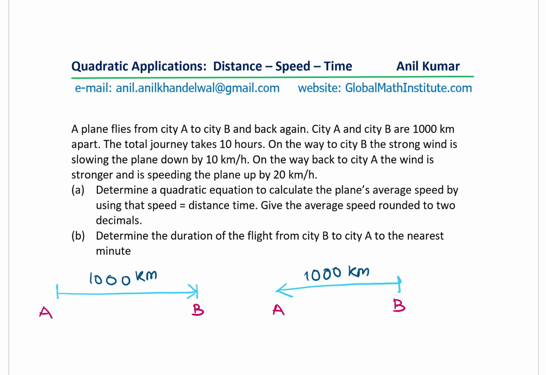Then, while going from city A to B, there is a strong wind against it, decreasing the speed by 10 kilometers per hour. That means the speed, let me write speed with S, will become, if I take plane speed as p, p minus 10, right? On the other hand, we have the wind, which is helping the plane move faster. So the speed in the second case is 20 more than the average speed, right? So what we have done here is we have defined a variable, p, which is the average plane speed.